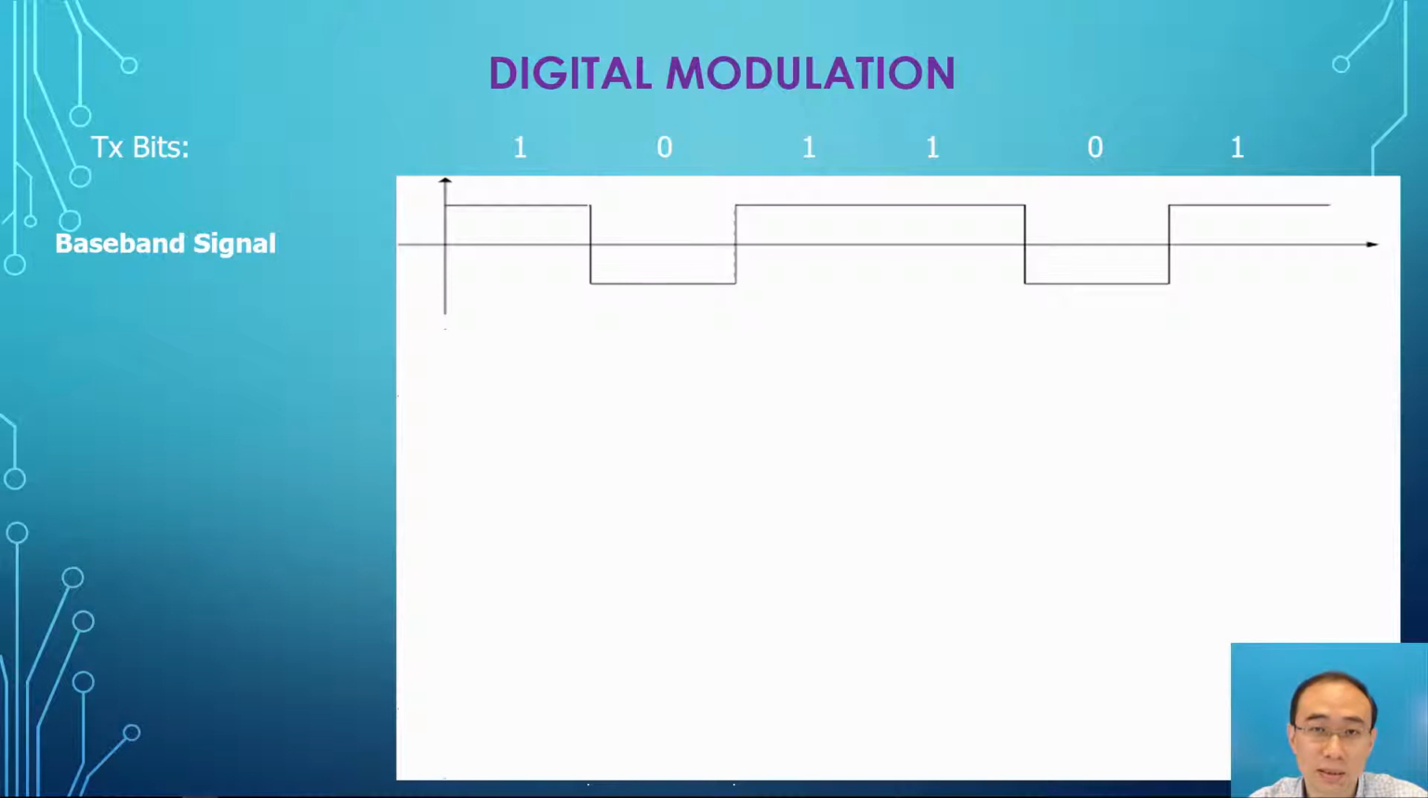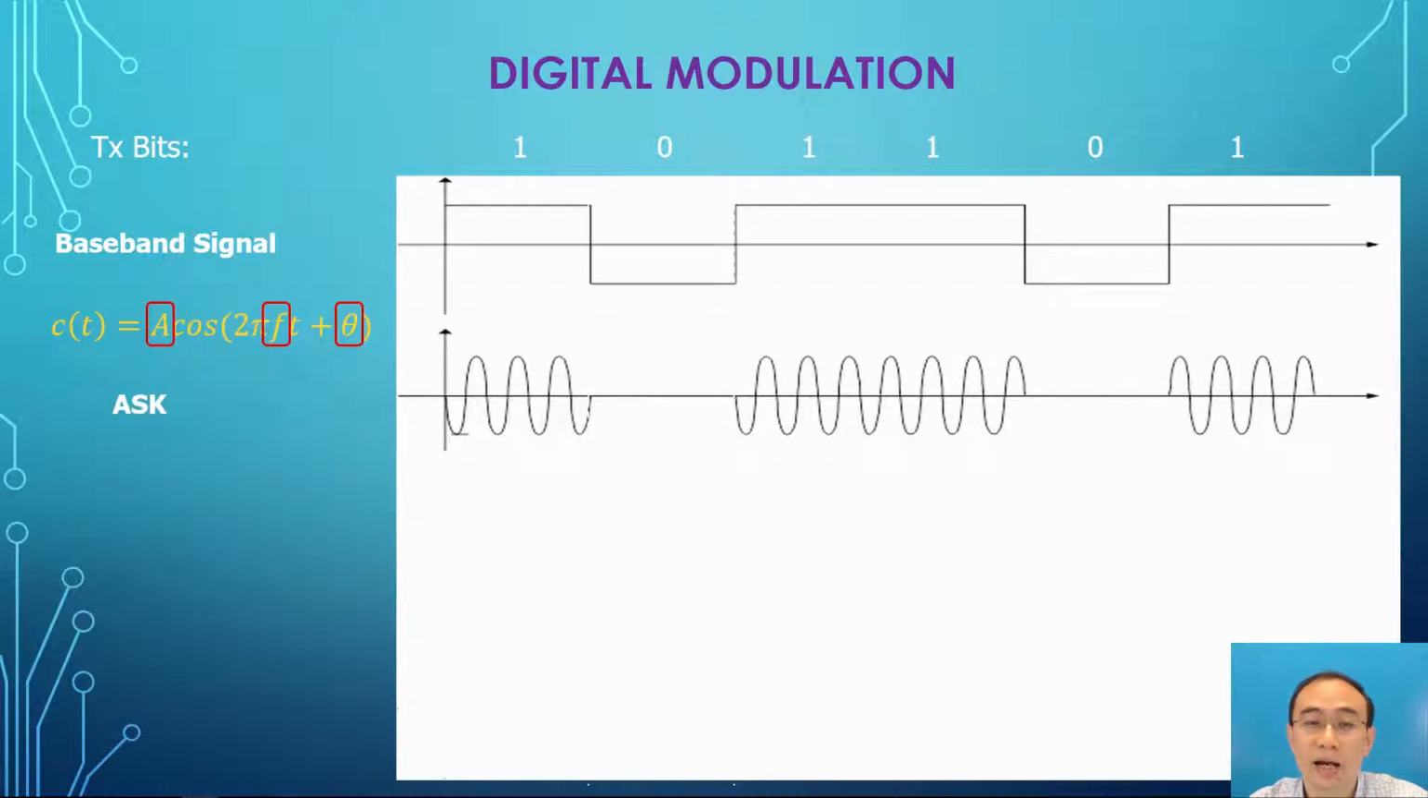and a low voltage will be transmitted if you want to transmit bit 0. However, this baseband signal also does not have strong ability to propagate, so it cannot be directly used in wireless communication systems. In wireless communication systems, we do need a carrier signal where we have three parameters: the amplitude, the frequency, and the phase we can use to carry the binary information.